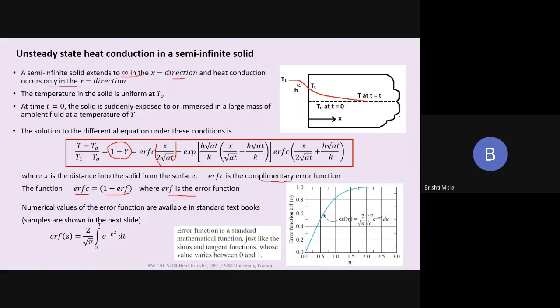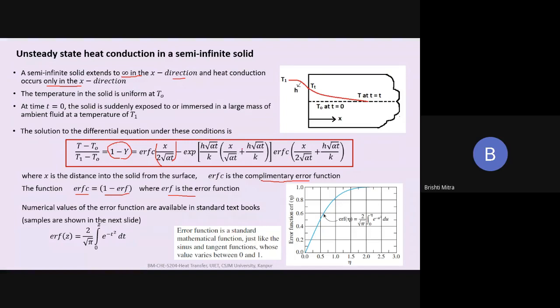So all of these terms are known to me. This is multiplied by the error function of x by 2 square root of alpha t plus h square root of alpha t by k. So again, this is another term which we can numerically calculate and find out the error function of that particular one. This is something that we have to calculate.